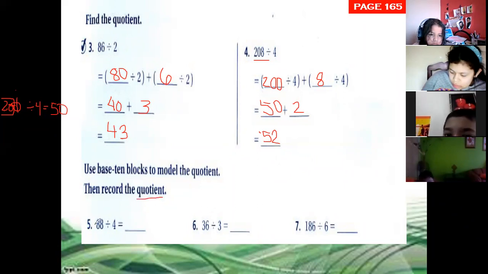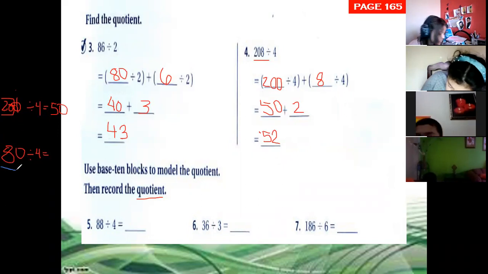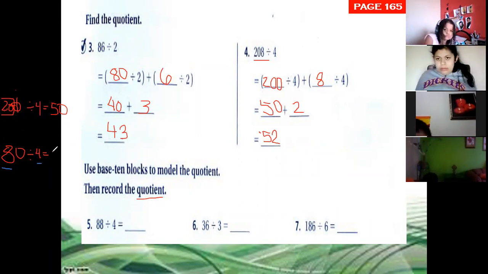Use base 10 blocks to model the quotient, but here we have no space, so let's record the quotient. 88 divided by 4. Let's do exactly the same. Let's divide the tens. 80 divided by 4. What is the basic fact? 8 divided by 4 is 2. And I add the 0. So I have 20 here.